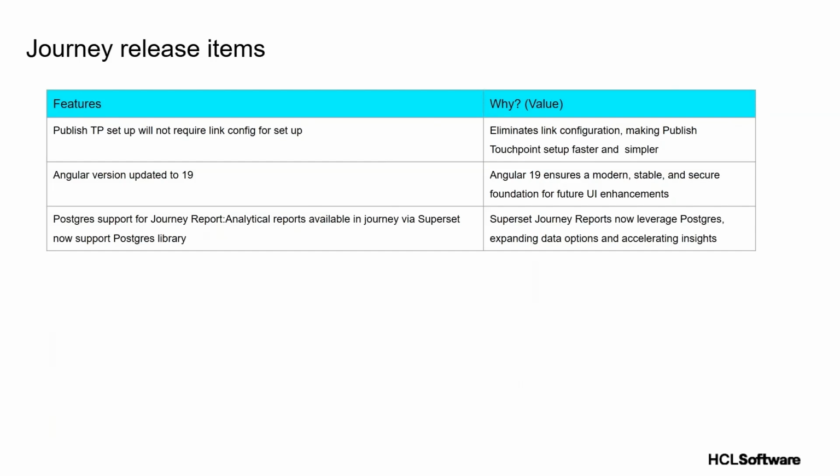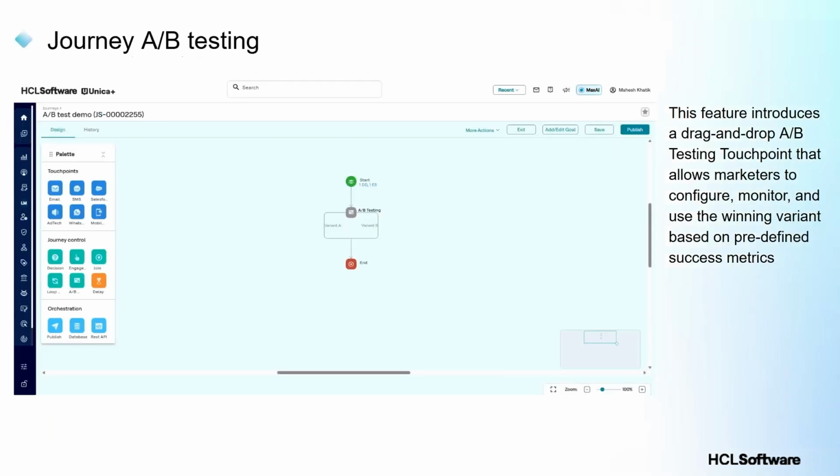Now we have upgraded to the Angular 19 version also, to make it more stable. And the reports which are on the Unica Plus right now are supported by Postgres also. So these are the changes which we did here. So I will quickly show you the A/B testing.